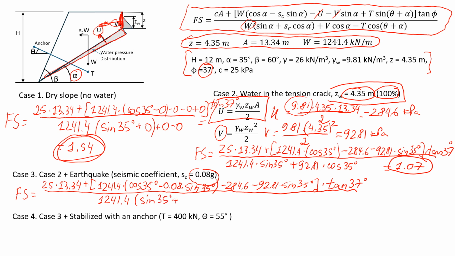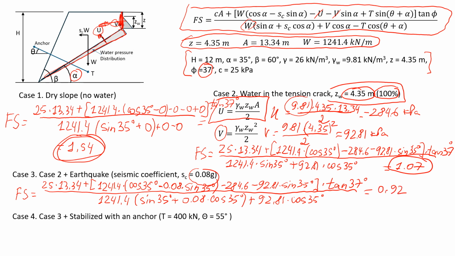Here we have seismicity, so we're going to add seismicity, 0.08 times cosine of 35 degrees. We also have this value of V, which is 92.81 times cosine of 35 degrees. And that's it, because T is still 0. So according to my calculations, the safety factor will be 0.92.